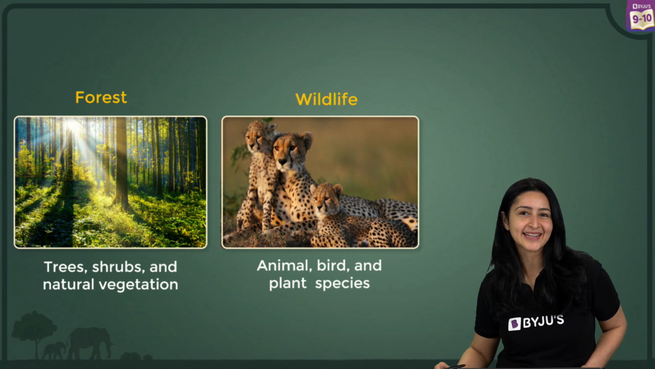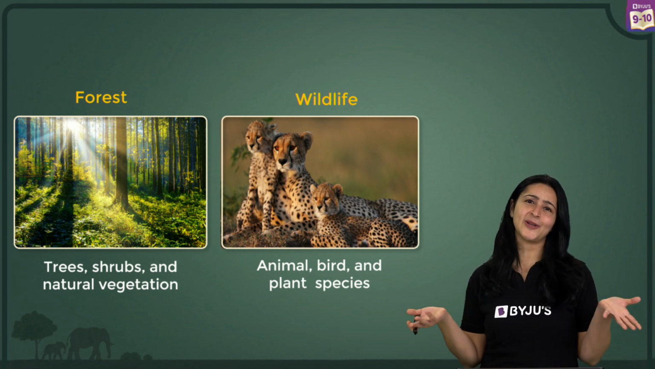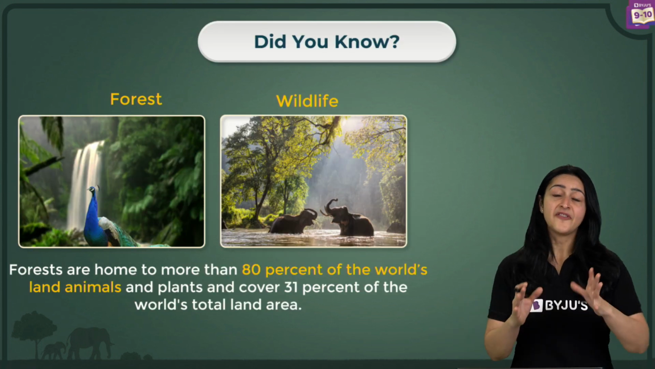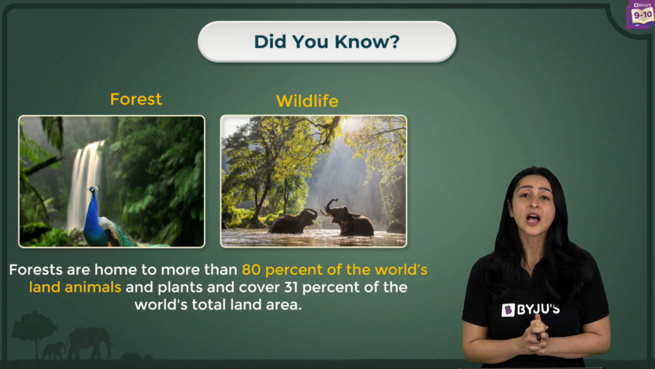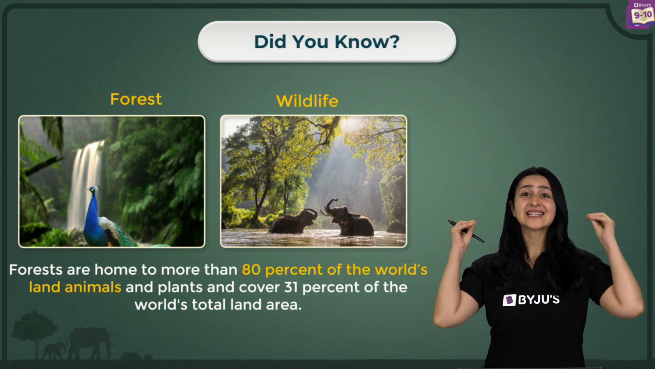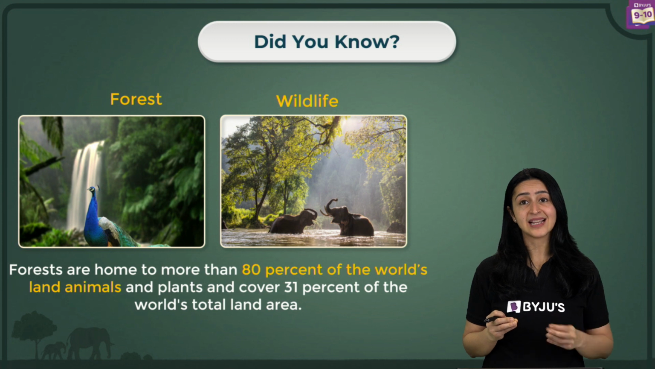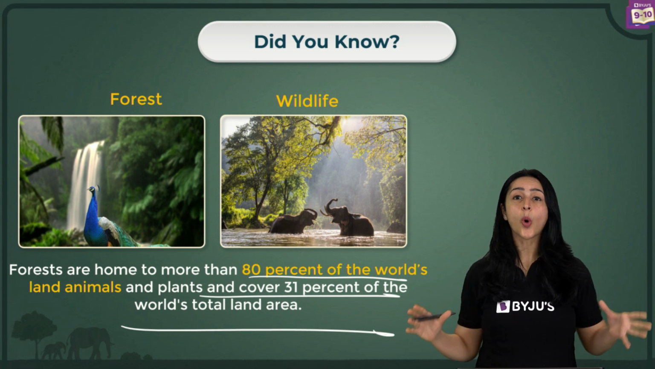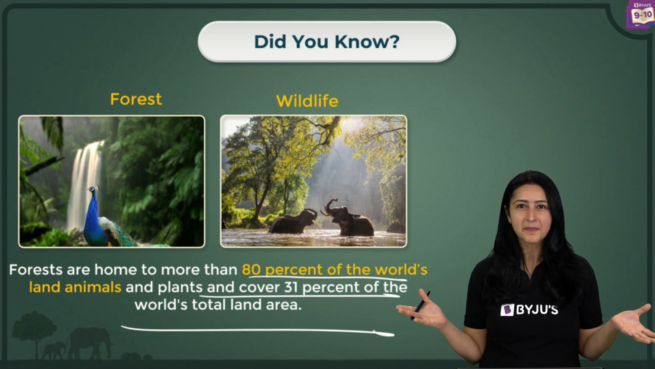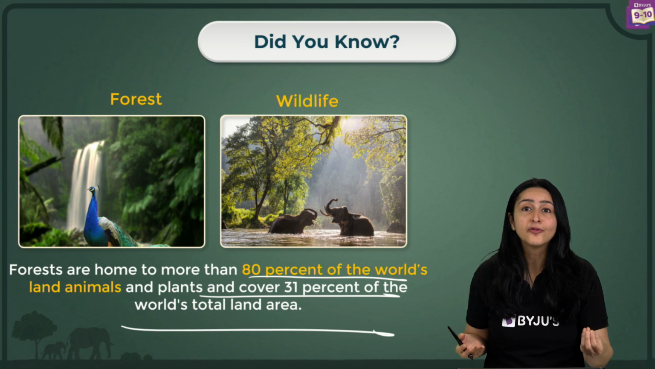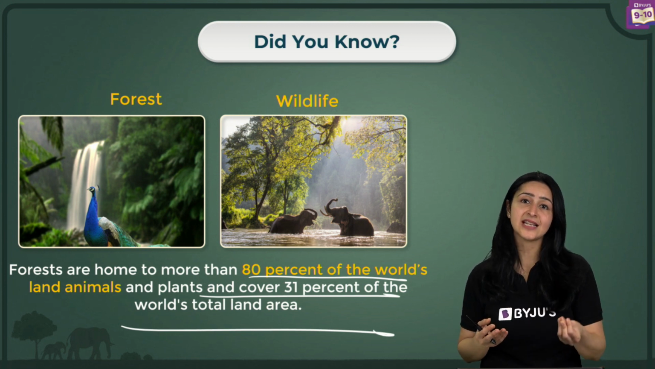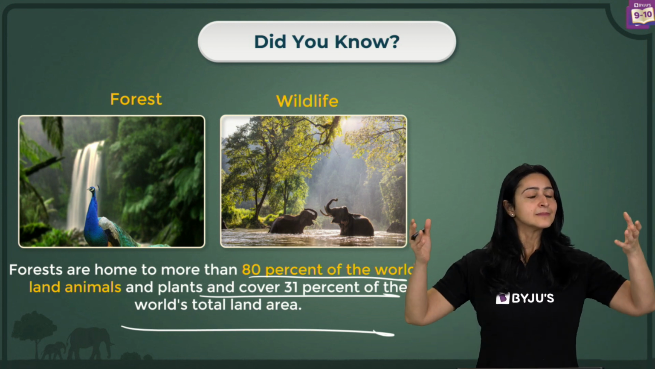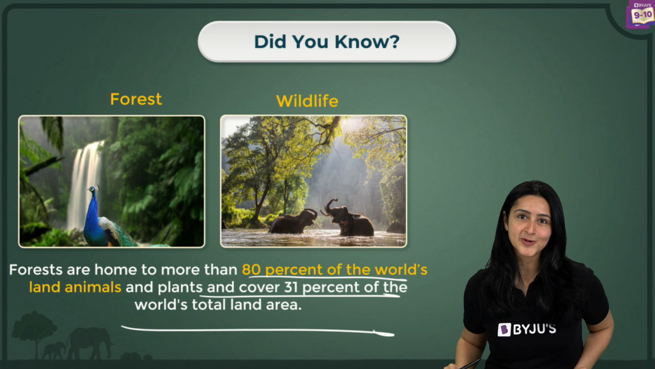But I know what you must be thinking. You're probably wondering, why am I telling you all of it? Well, let me tell you. Forests are very important. Forests are home to more than 80% of land animals and plants and cover 31% of the world's total land area. Isn't that amazing? So, both forests and wildlife are very essential as part of our ecological system, as they provide us with clean air to breathe as well as food to eat.